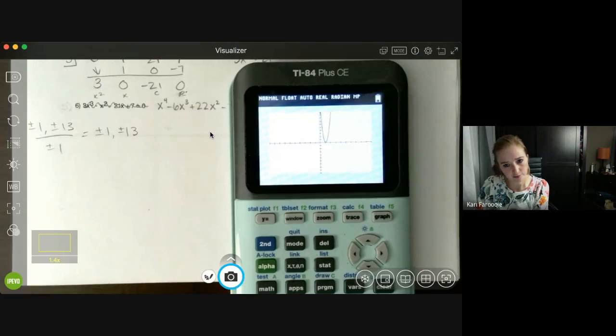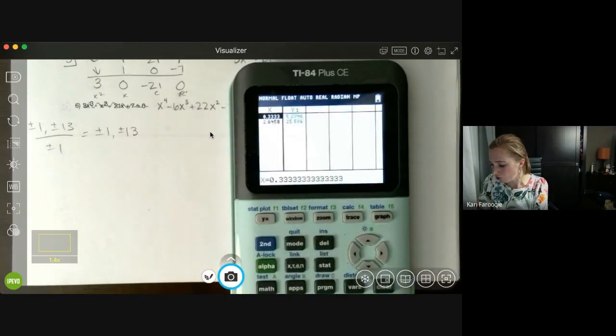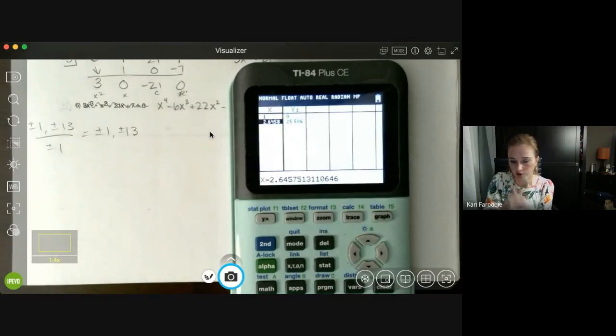Interesting. So it looks like we have a 0 at 1. And it looks like its multiplicity is even, because at the x-axis, the graph touches and turns at 1. Now, again, you can verify this either by using the 0 function in the calculate menu or going to your table, entering x equals 1, and verifying that y is 0 when x equals 1, which it is. So 1 must be our 0.